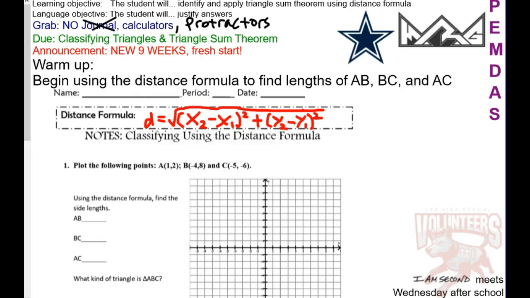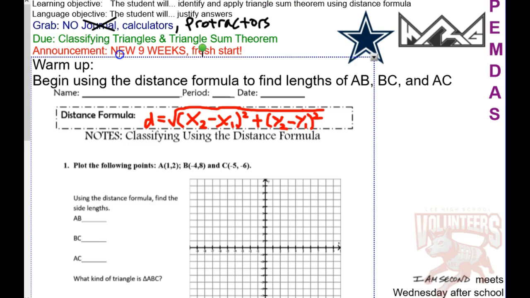Okay, y'all know what today is? Monday. And it is a new 9 weeks, which means a fresh start today. Grades are in. If you did not pass for some reason the first 9 weeks, there's always hope to average out your second 9 weeks to give you a passing average so you can get credit for the first semester.